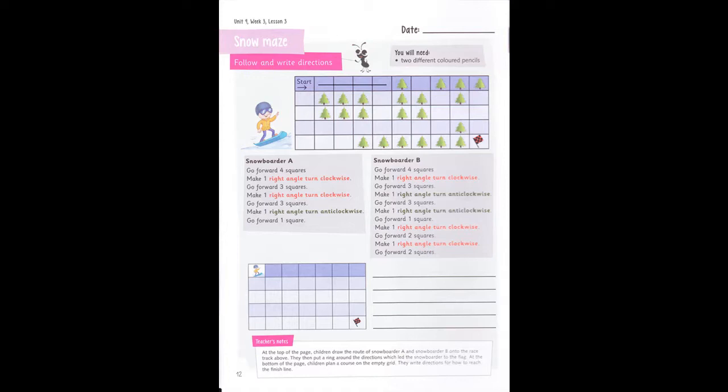Okay, now remember, when we are making a turn, we are staying on the same square. We're just changing the direction in which we are facing. So we're changing the direction so that instead of facing to the right, we're now facing down. Okay? Now we need to go forward 3 squares. So we need to draw a line straight down 3 squares.